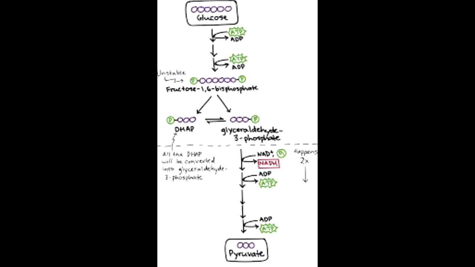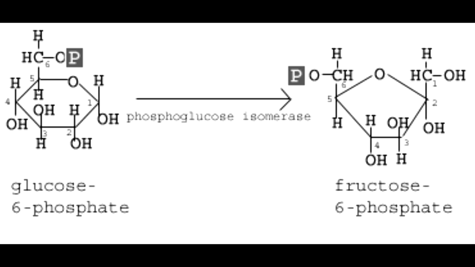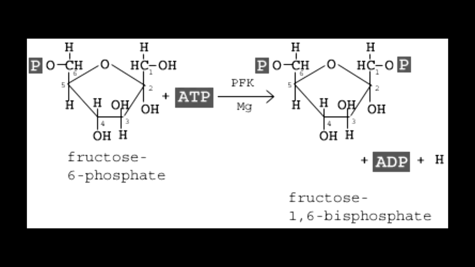Glycolysis is the metabolic process that serves as the foundation for both aerobic and anaerobic cellular respiration. In glycolysis, glucose is converted into pyruvate. The first step in glycolysis is the conversion of D-glucose into glucose 6-phosphate. The enzyme that catalyzes this reaction is hexokinase. The second reaction of glycolysis is the rearrangement of glucose 6-phosphate into fructose 6-phosphate, or F6P, by glucose phosphate isomerase, also known as phosphoglucose isomerase.